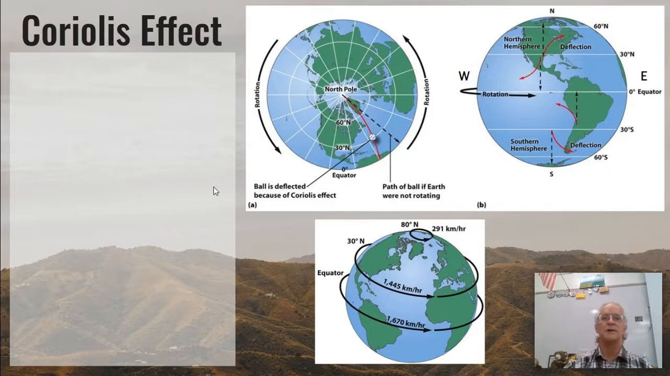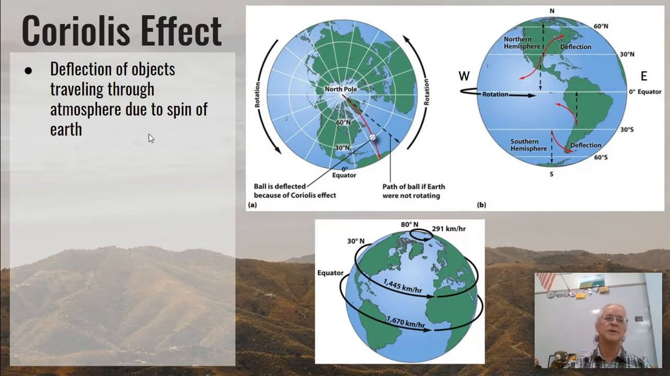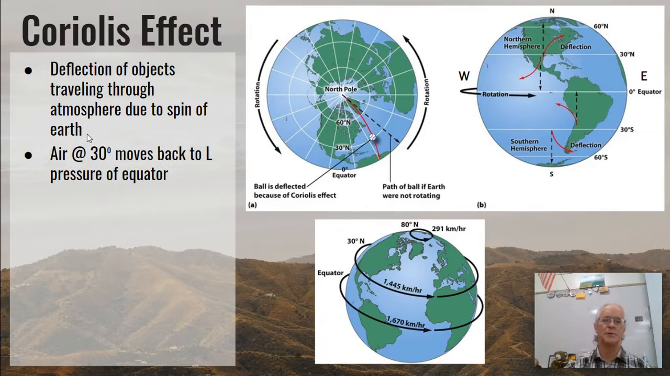Now, the Coriolis effect is caused because if I'm standing at the exact North Pole, I'm spinning around once every 24 hours. I'm not going very fast. Whereas at the equator, it's rotating very, very rapidly. So there's a difference. And so if I throw a baseball here, the ball is going to be going what it thought was a straight line. But it turns out, because the Earth is spinning, it's going to be deflected to the right in the north and the left in the south hemisphere. So the Coriolis effect is the deflection of objects traveling through the atmosphere due to the spin of the Earth.